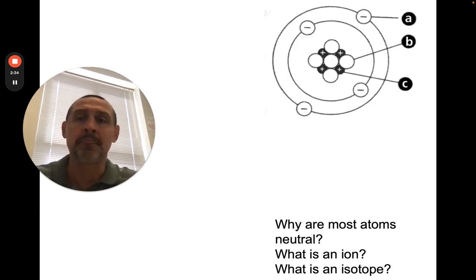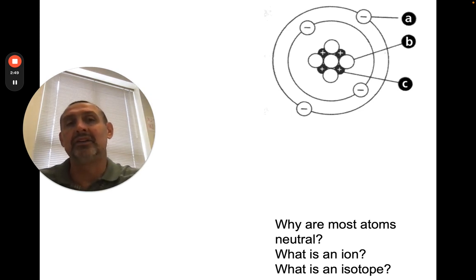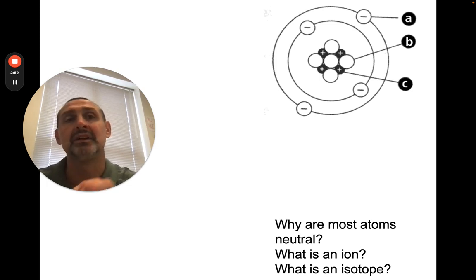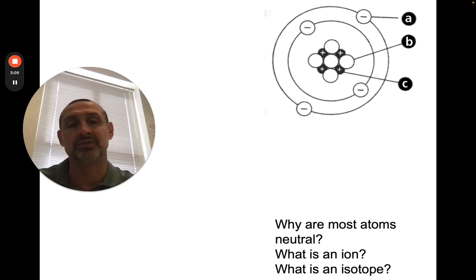Here's a picture of an atom. The nucleus of the atom consists of protons and neutrons. The protons are positively charged, that's the C. The neutrons have no charge, that's the B. The electrons that orbit the nucleus, that's the A. And you'll notice that the number of electrons, A, is equal to the number of protons, C. So protons, positive, electrons, negative, neutrons, no charge. And so long as the proton number matches the electron number, the atom is neutral, no charge.